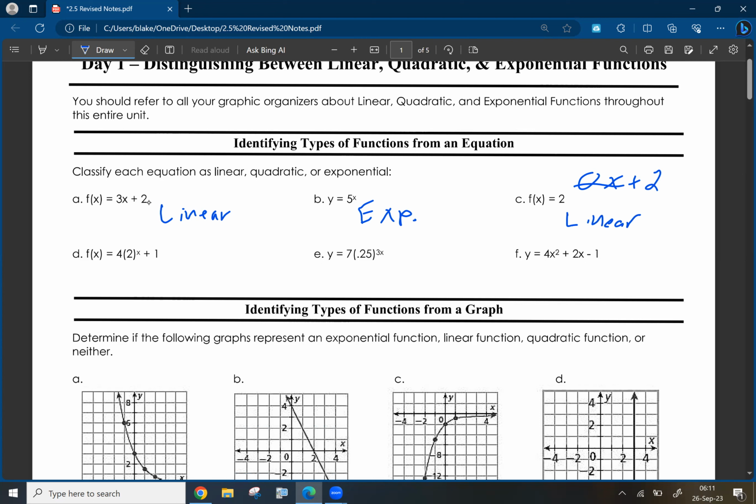It's a straight line. D, again, you have 4 times 2 to the x power. Again, if x is the exponent, it is exponential. E, you have 7 times 0.25 to the 3x power. Again, if x is the exponent, it is exponential.